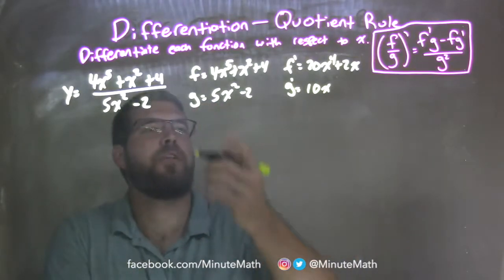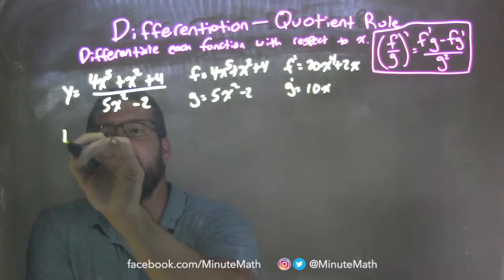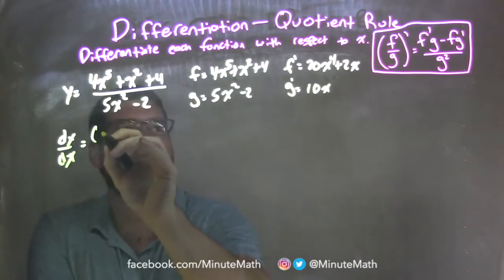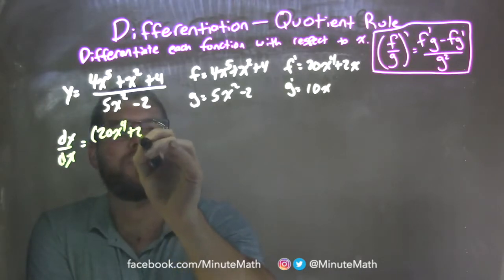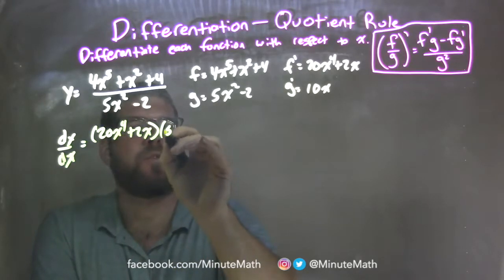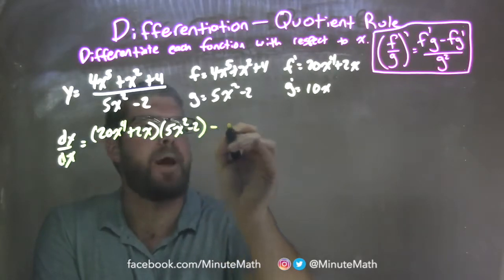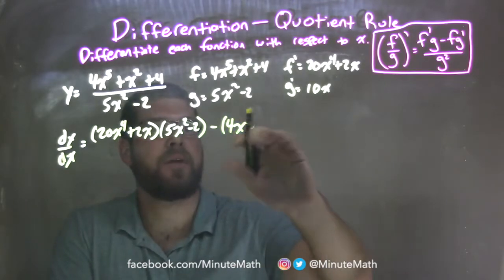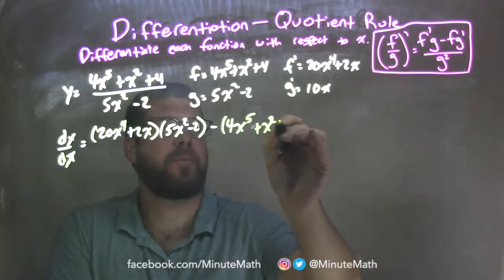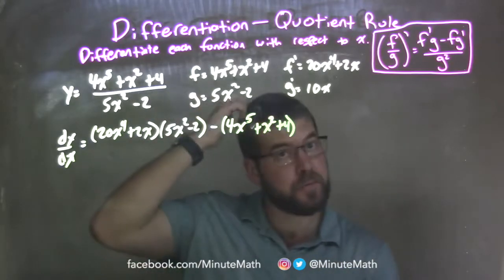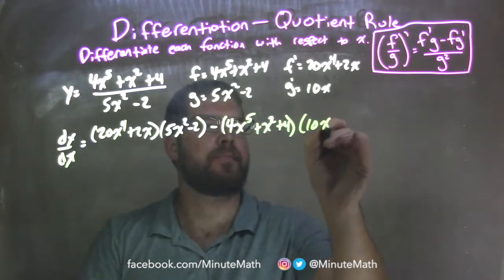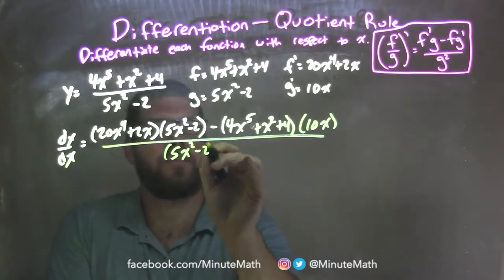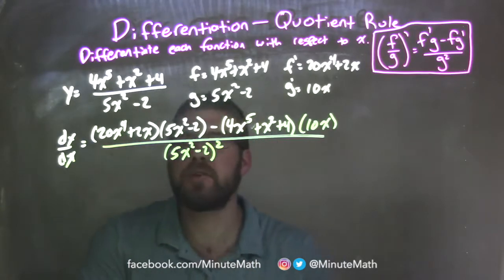So then from there, I'm going to find now my derivative, dy dx, and I'll apply my quotient rule. f prime, writing first, 20x to the 4th plus 2x times g, which is 5x squared minus 2, minus f, which is 4x to the 5th power plus x squared plus 4, times g prime, which is just 10x, all over g squared, 5x squared minus 2 all squared. So now let's go simplify.